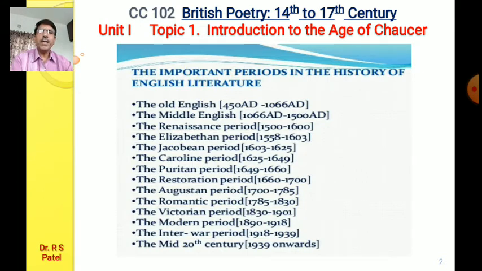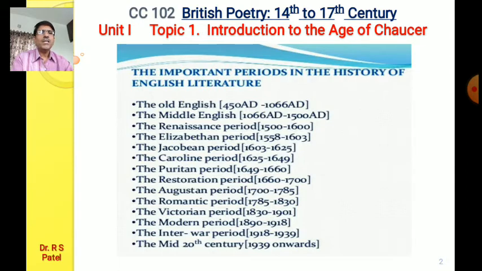Elizabethan period is the period of the rule of Queen Elizabeth in England. Then the period that follows is the Jacobean period. It is from 1603 to 1625. The next one is Caroline period, that is from 1625 to 1649. Then Puritan period is from 1649 to 1660. Then there is Restoration period, that is from 1660 to 1700.